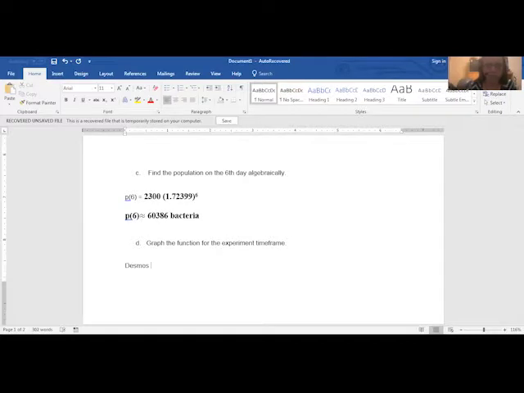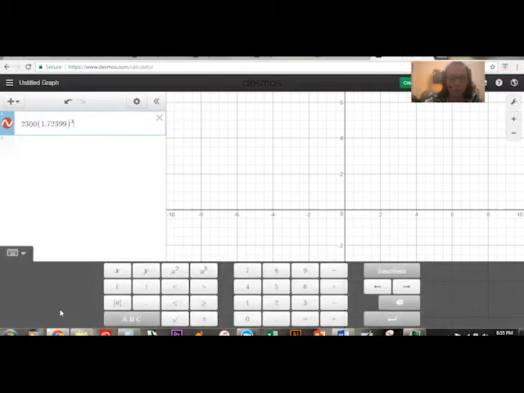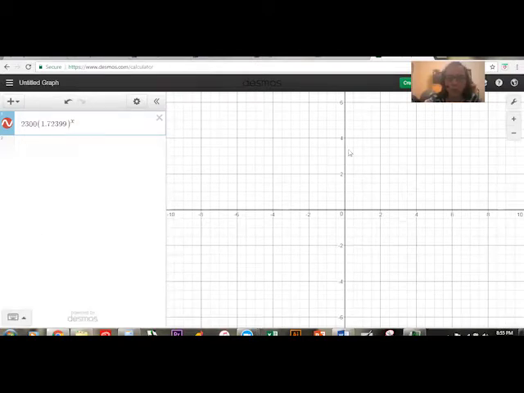Question D asks us to graph the function for the experiment time frame. I'm going to use the Desmos online graphing calculator to create my graphs. So I'm here at Desmos and I've typed in my function using the keypad that they provide and the mathematical symbols down here. What you'll notice is no graph appears, which actually means that my domain and range need to be reset to accommodate my graph.